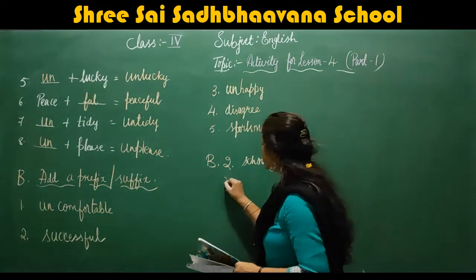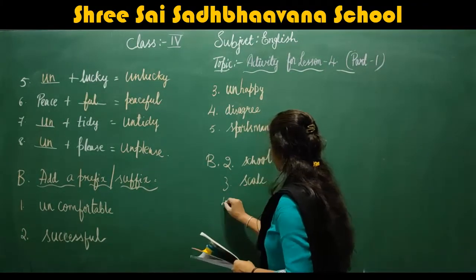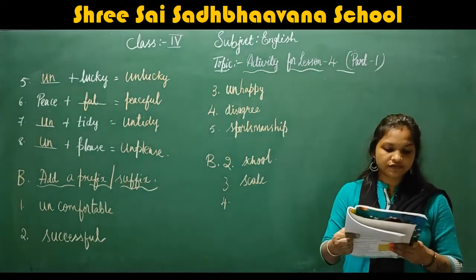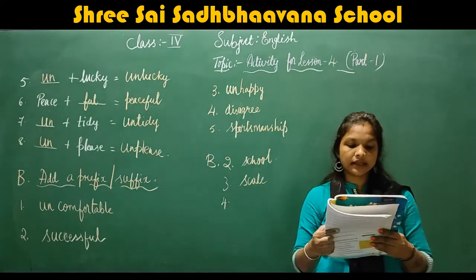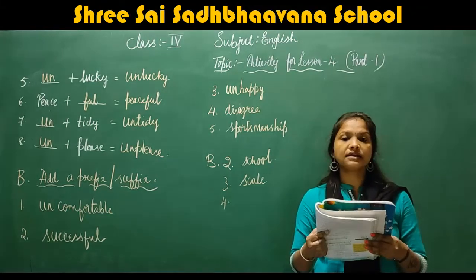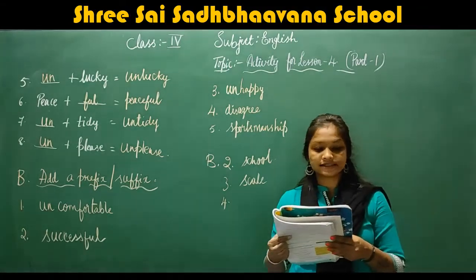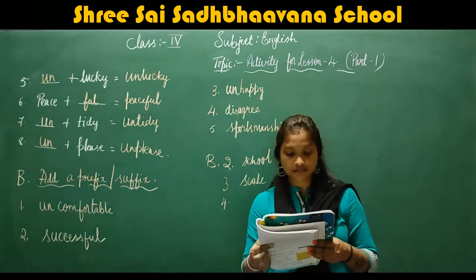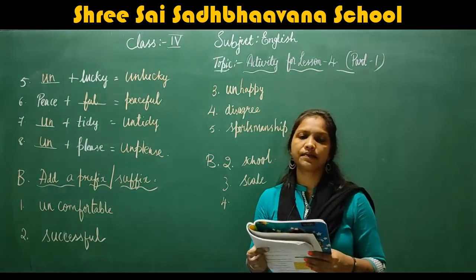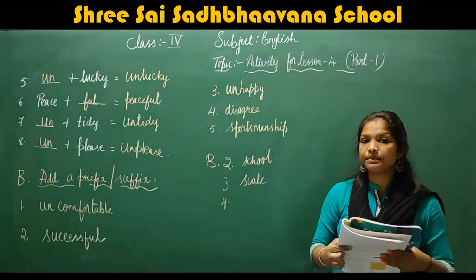So the third answer is scale. Understood, children, how to find the odd one? The fourth one: stick, flock, flip, tick, stock. I'll read out the words: stick, flock, flip, tick, stock. Which word is the odd word? Flip is the odd word.